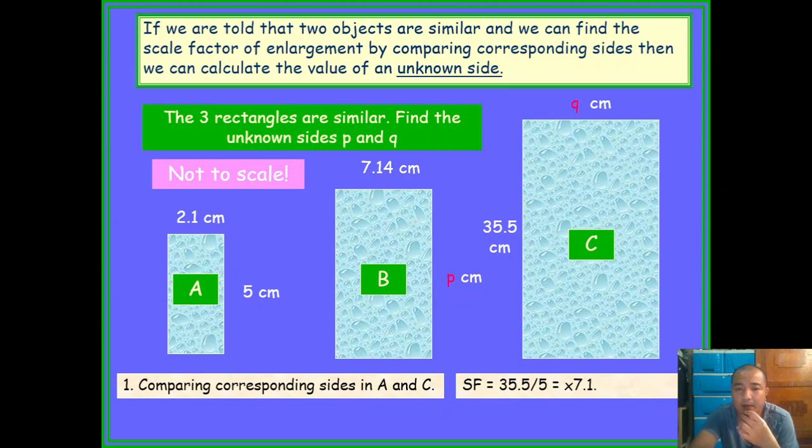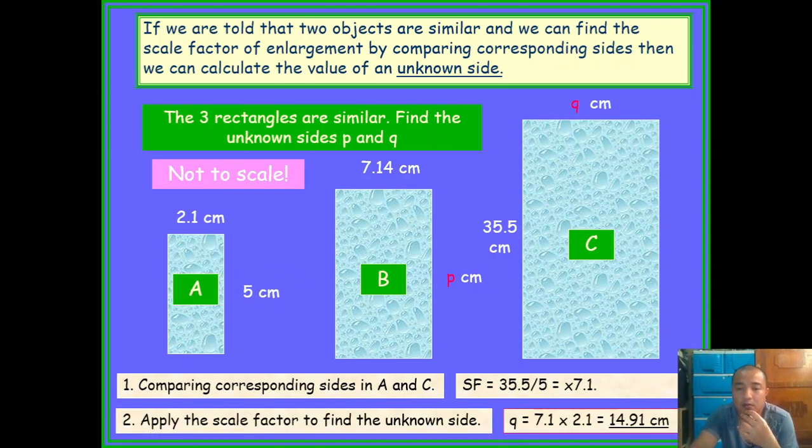35.5 over 5 is 7.1. 7.1 is the scale factor. So 2.1 times 7.1 is 14.91 cm. Yeah, that's the length of Q, 14.91 centimeters.